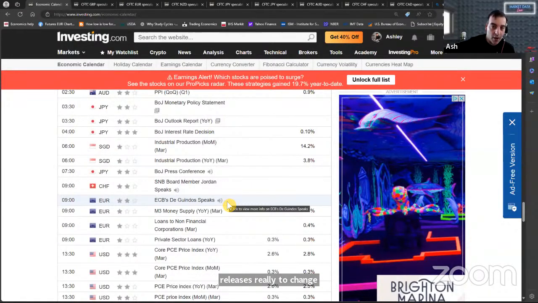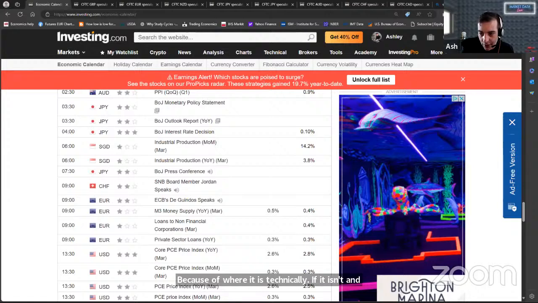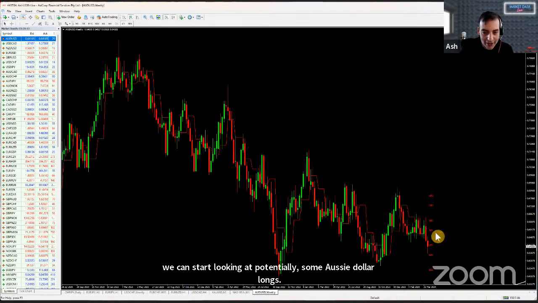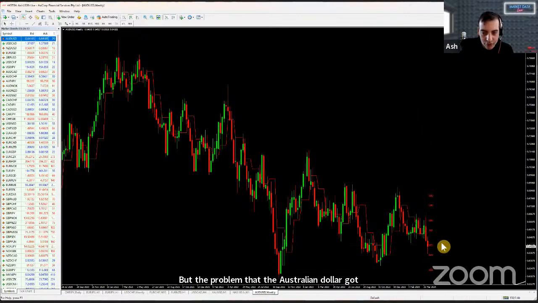If the Aussie's buying up, is CPI data weak enough to change the picture? And if it is, then we might have an Aussie yen short on our hands because of where it is technically. If it isn't, and let's say we get a jump in the Aussie data, then we can start looking at potentially some Aussie dollar longs.